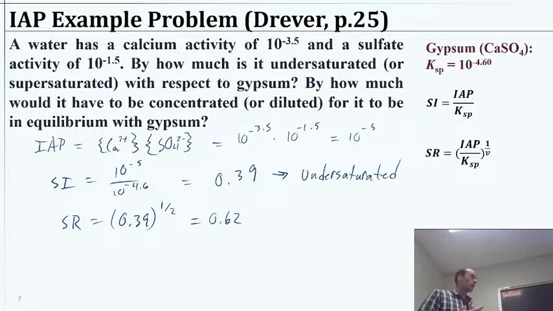So in order to figure out how much concentration we have to do in order to get there, what we can do is simply do 1 over this saturation ratio. So 1 over 0.62. Somebody have that for me?